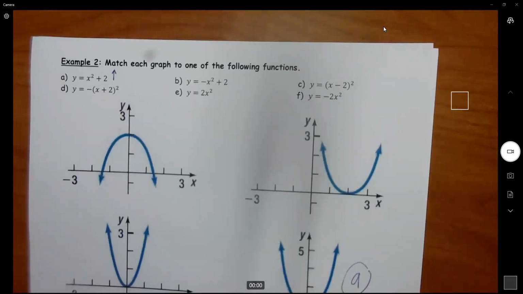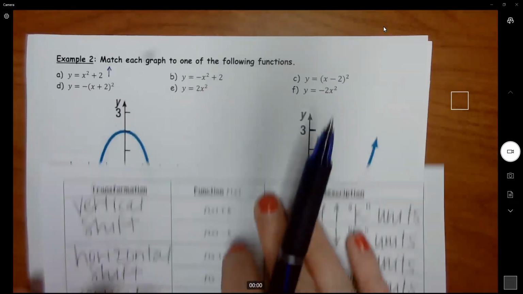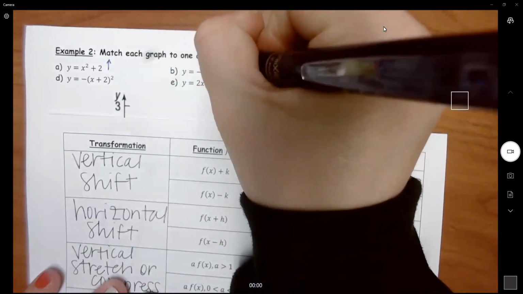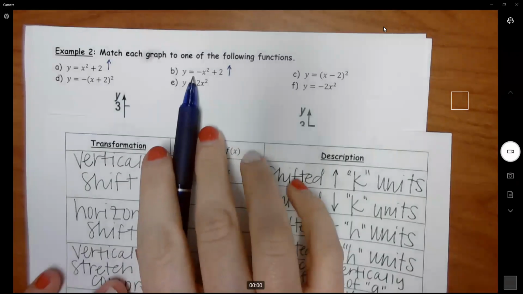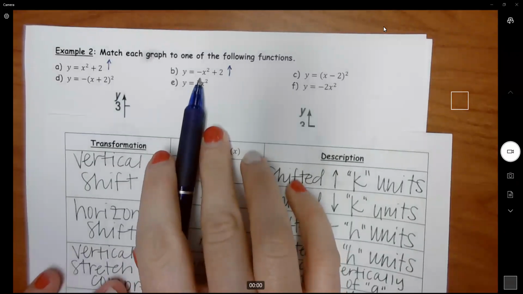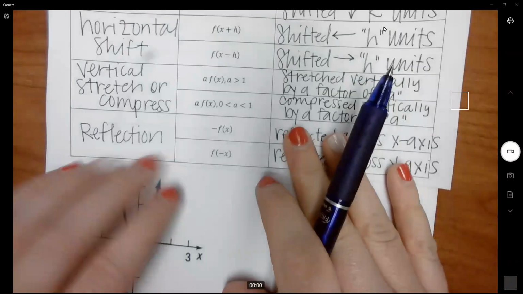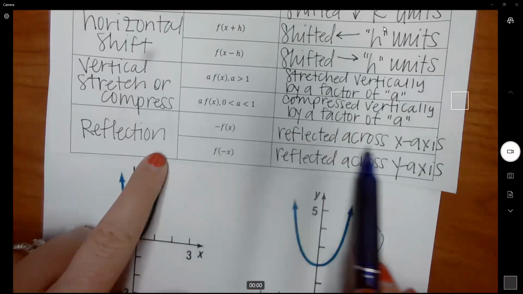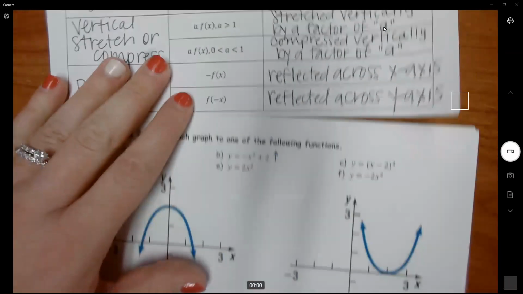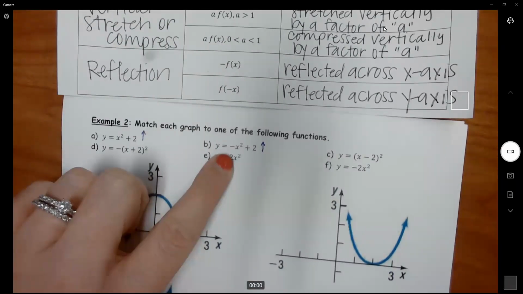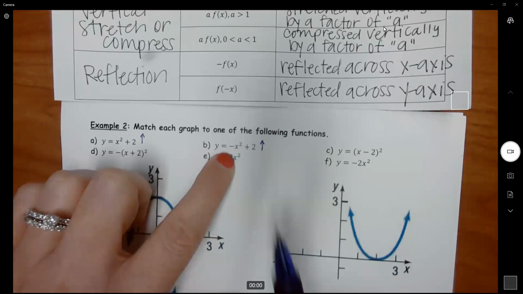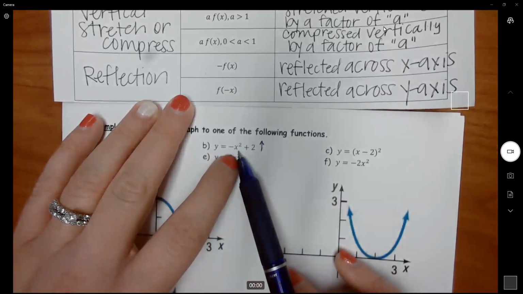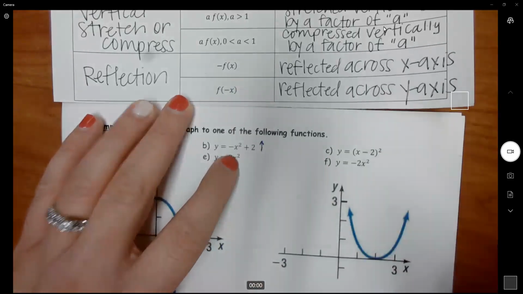So then what's happening on B? Well, I know that this plus 2 here is shifting it up. What is this negative doing out here? Well, the only things that have to do anything with negative are my reflection. So now the question is, is it being reflected along the X or along the Y? Well, because it's a negative right out front and not inside the function, that means it's being reflected across the X.